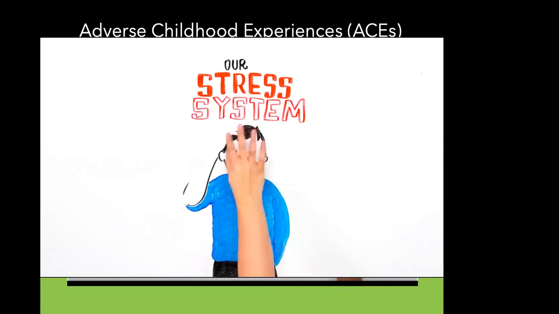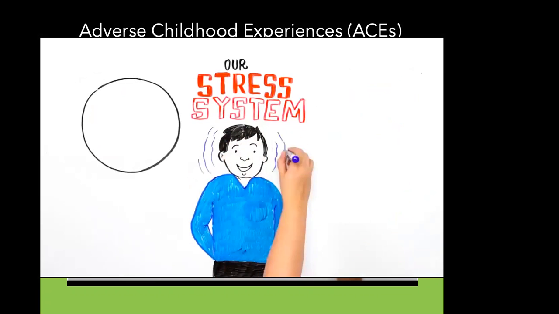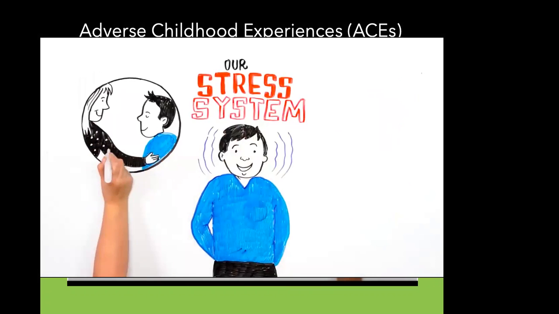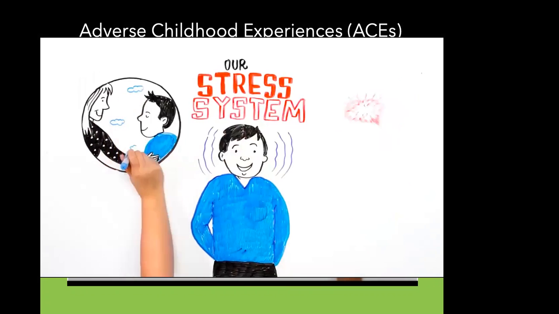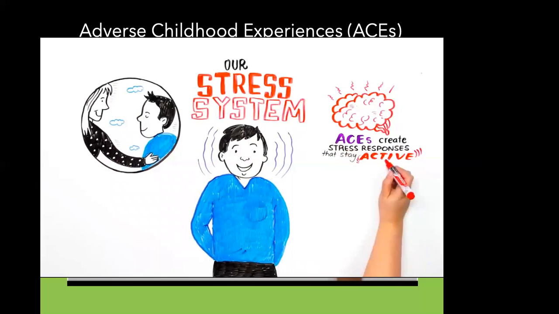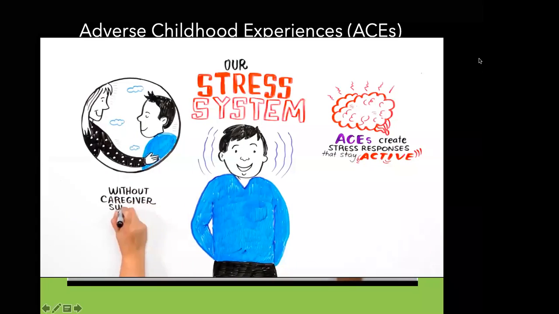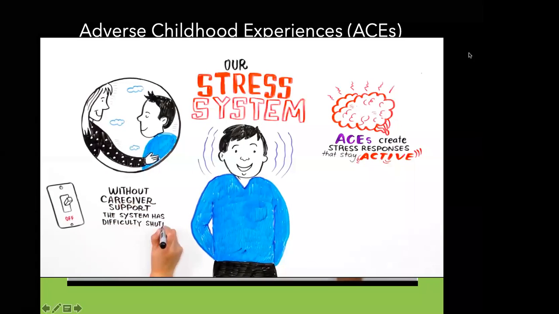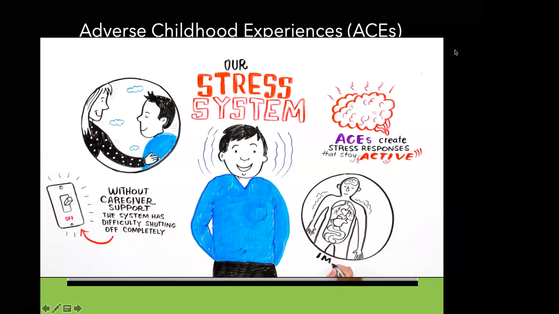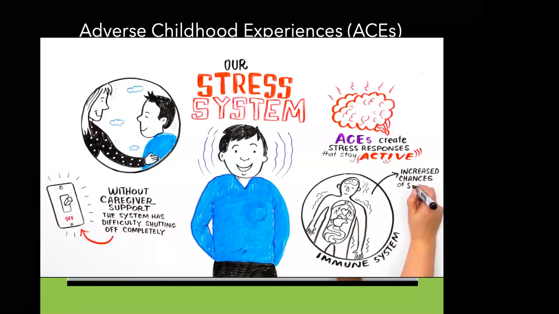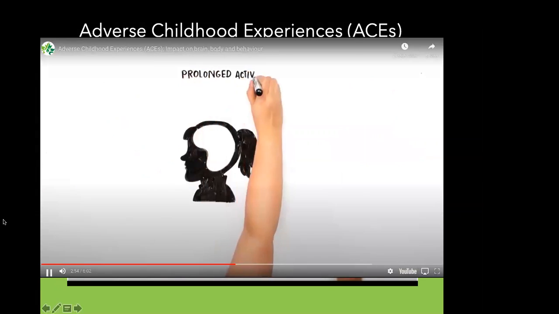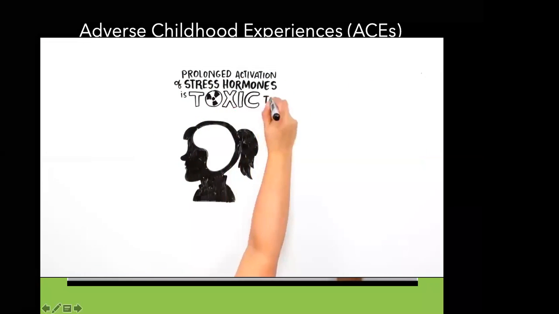A short period of time after the stress is over, or if a child receives support from a caregiver, the stress response turns off and the body returns to a normal state. Adverse childhood experiences create stress responses that stay active, and without the support of a caregiver, the system has difficulty shutting off completely. This constant and prolonged activation can affect immune system functioning and increase the chances of sickness, infection, and disease. Prolonged activation of stress hormones is also toxic to the brain.